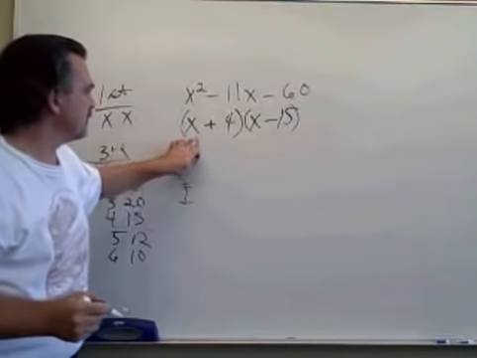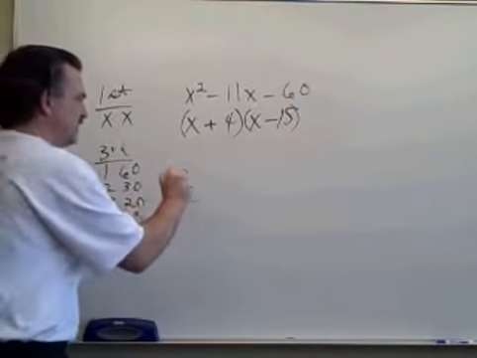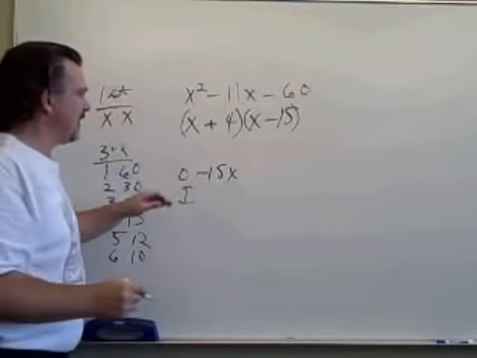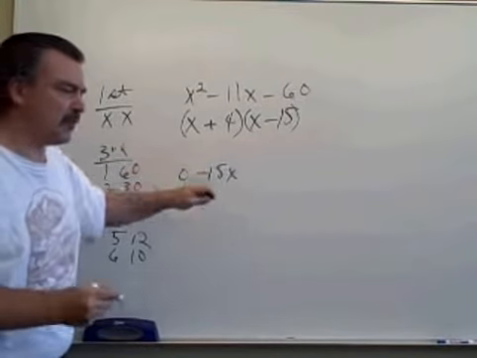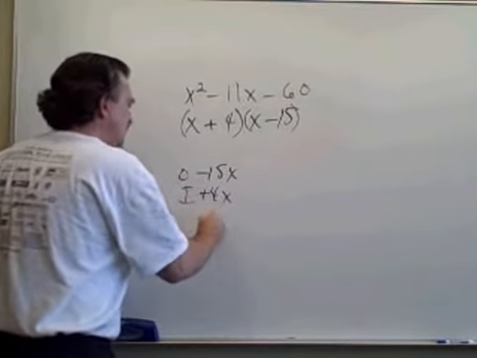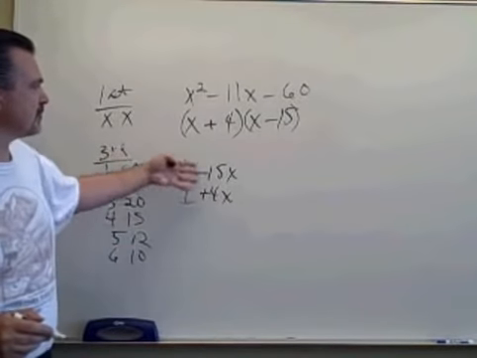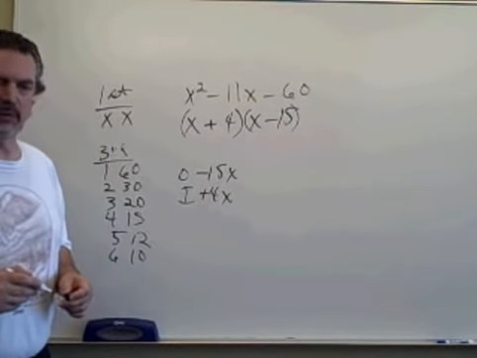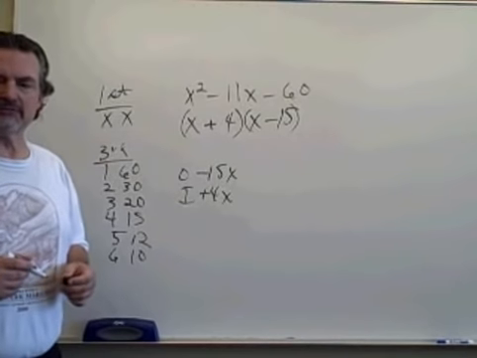The O of FOIL here gives us minus 15x, and the I of FOIL gives us plus 4x, and indeed those two terms combine to the minus 11x we wanted. There's our factorization for that trinomial.